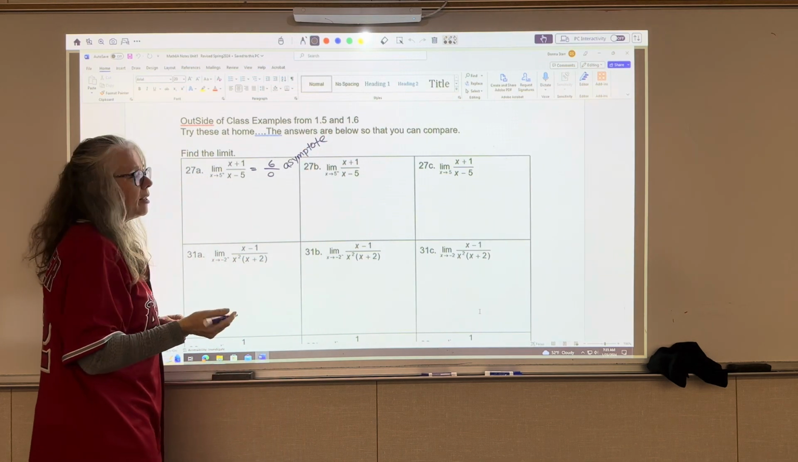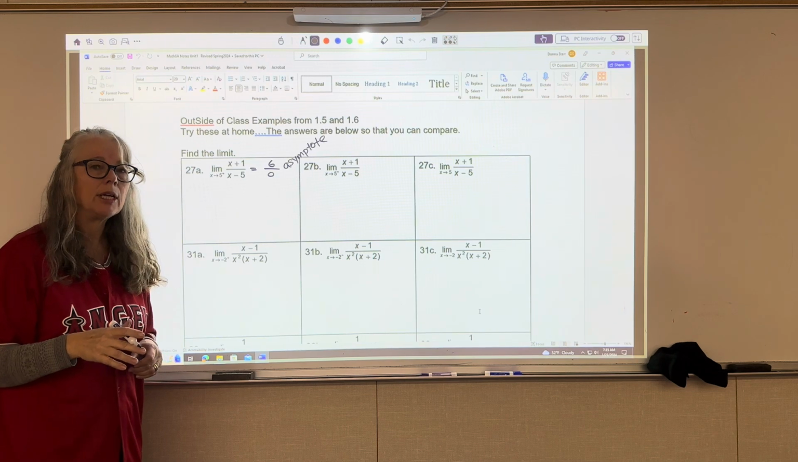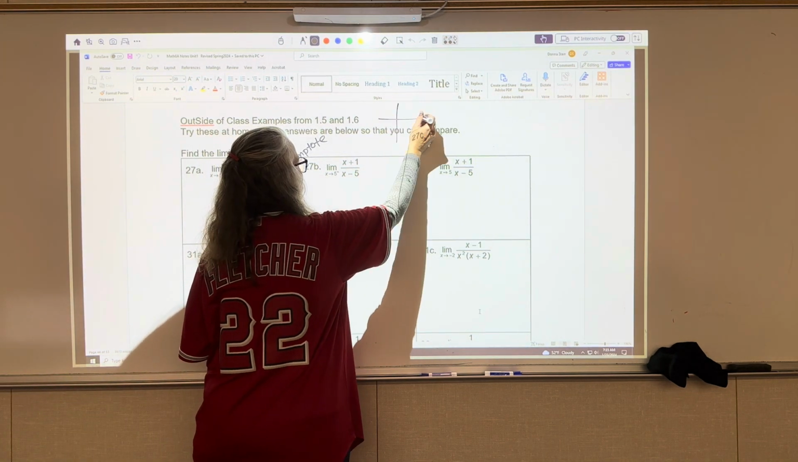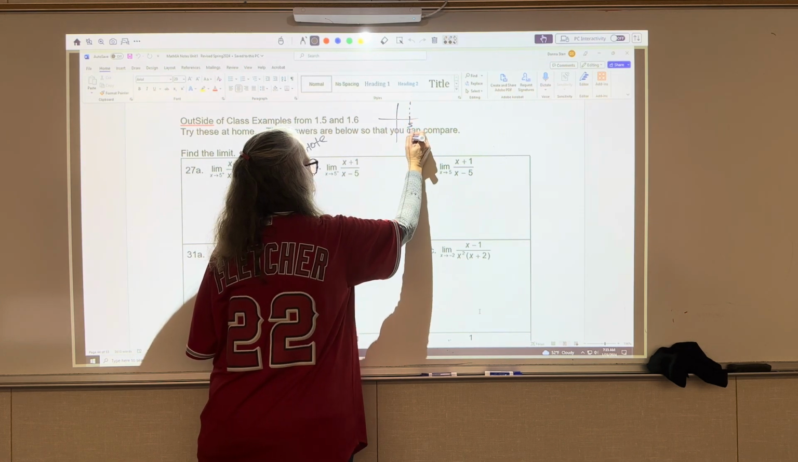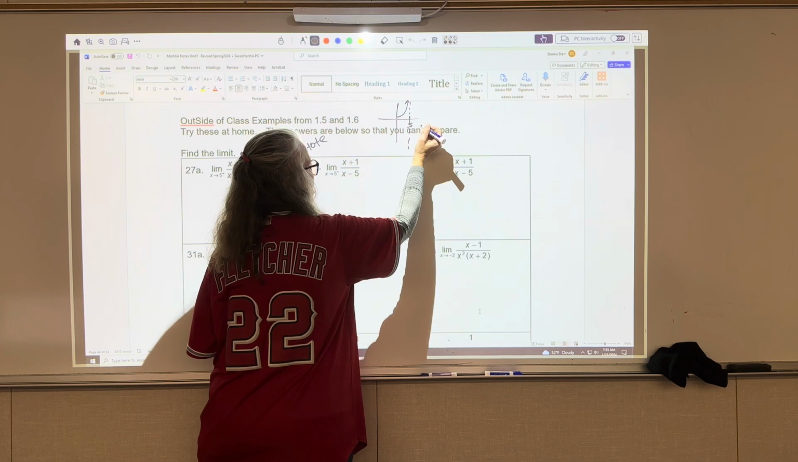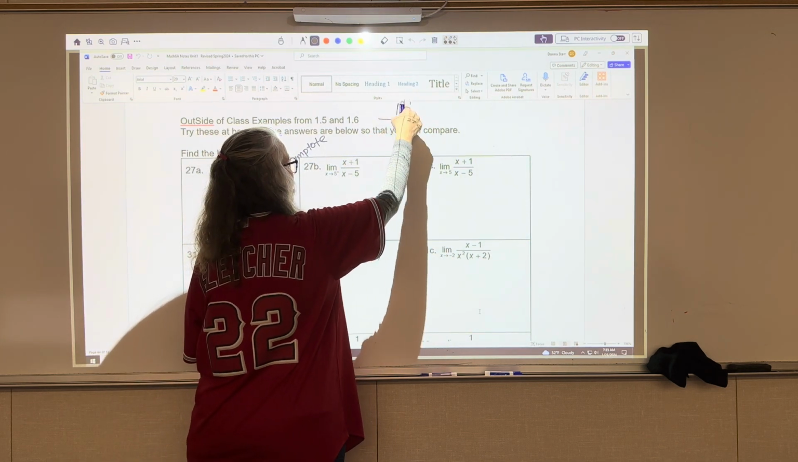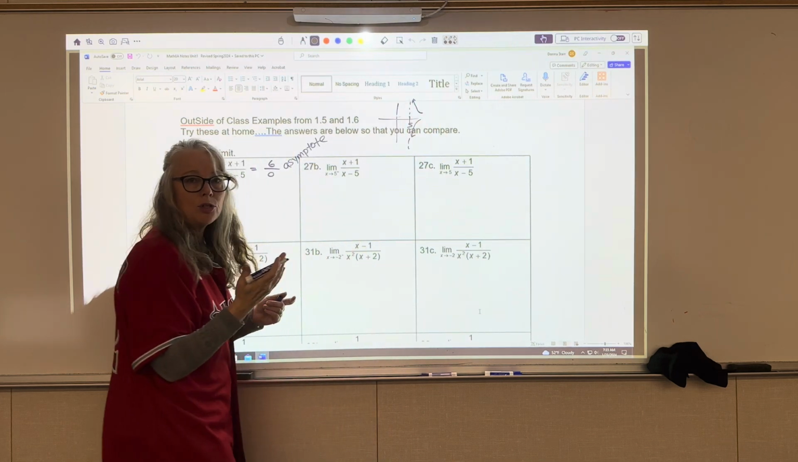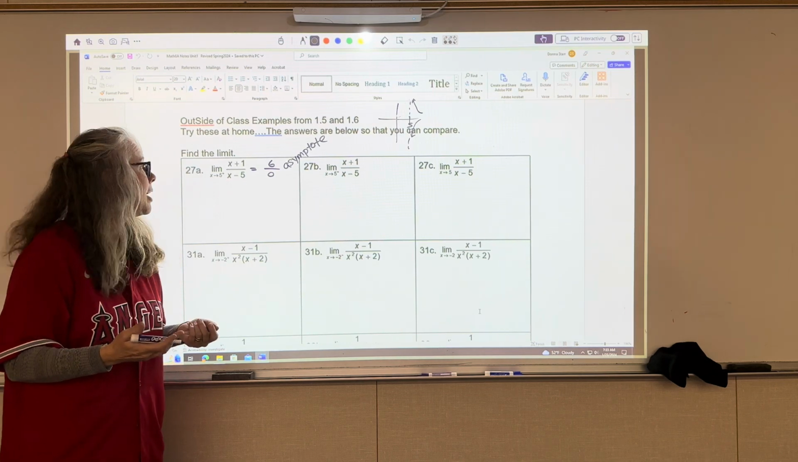Which means that if it's one-sided, the answer is either infinity or negative infinity. As it approaches 5, it's an asymptote. It's either going up like this, or it's going like that. And I've got to figure out, because it's a little bit bigger than 5, which one of those it is.